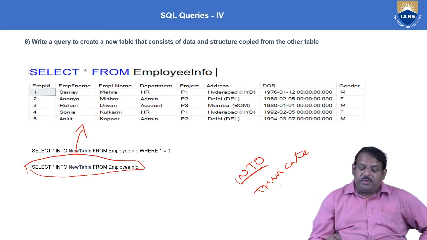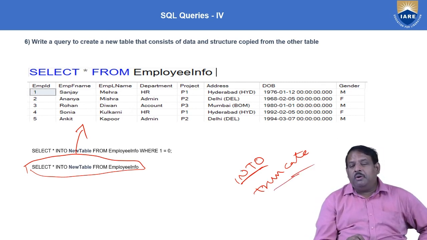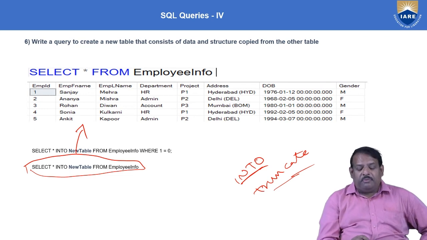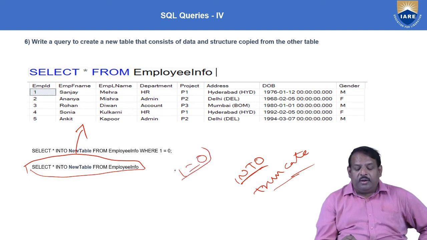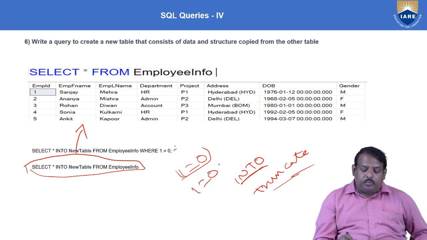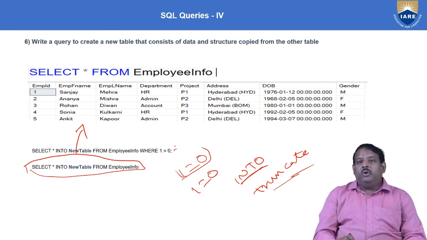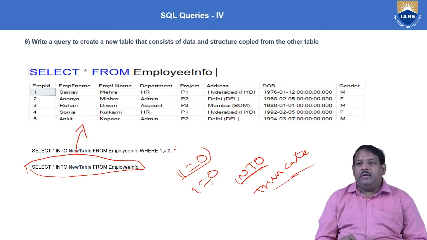Instead of doing this truncate, I can introduce a false condition. Here my false condition is where 1 is equal to 0. 1 is never equal to 0, which is why you will not get any records when you execute this statement. So an empty table is created with no data, because we have introduced a false condition. When 1 is equal to 0, you will not get any data, so only the structure is copied.